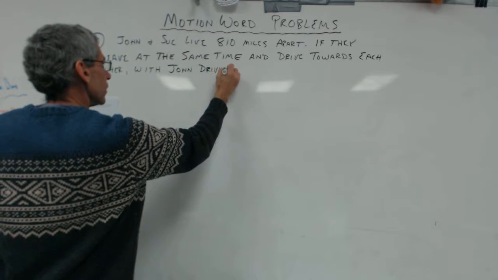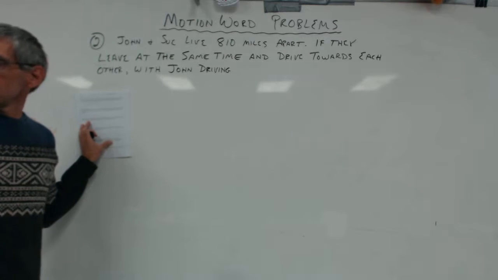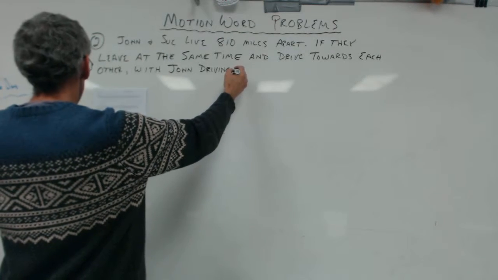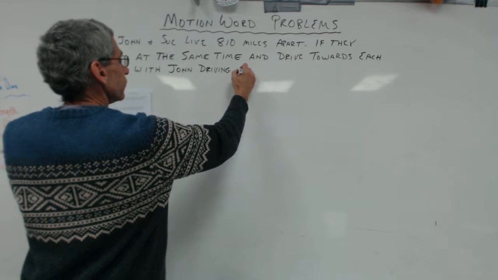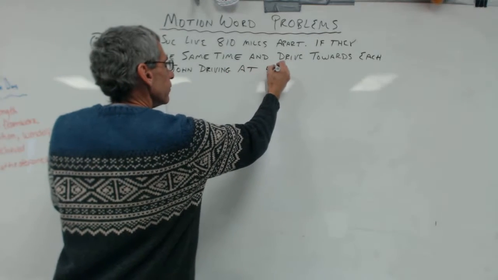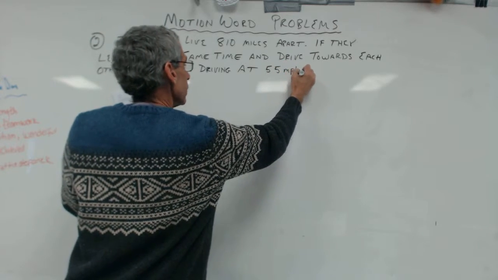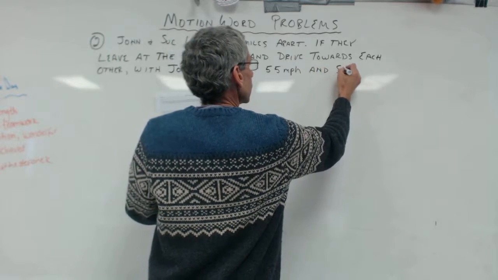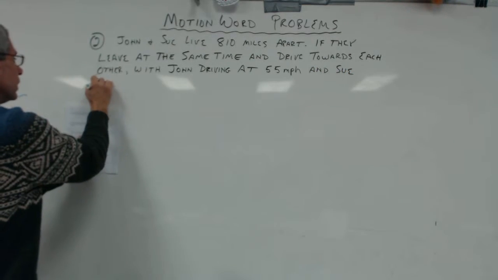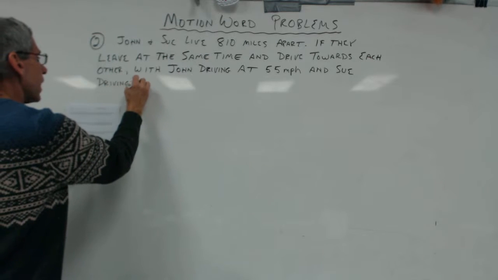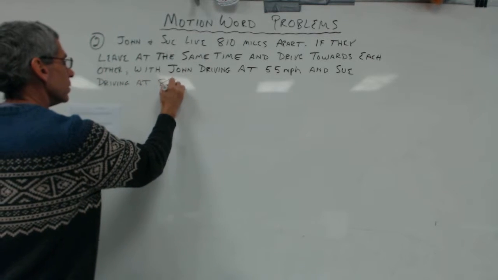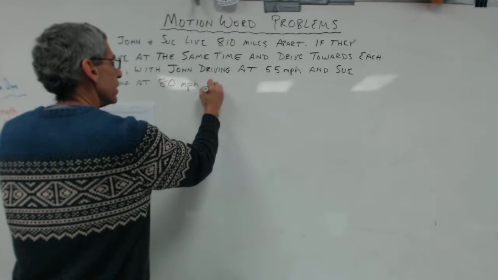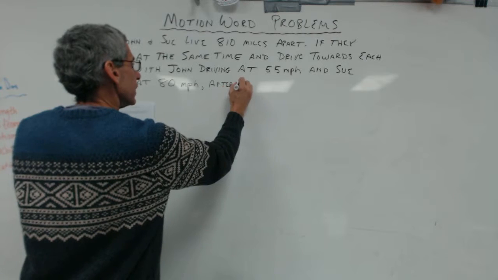Okay guys, focus on writing. Okay, with John driving at 55 miles per hour and Sue driving at 80 miles per hour, after how many hours will they meet?